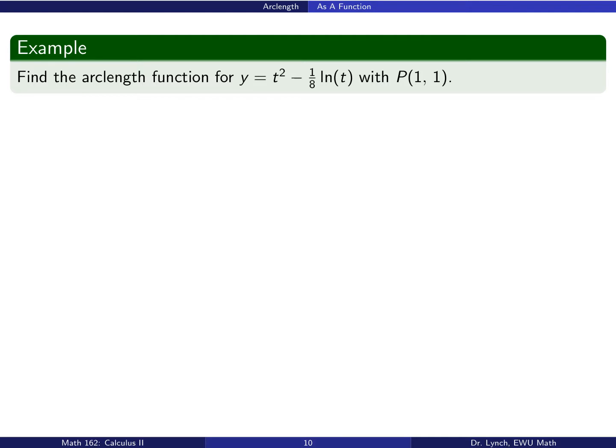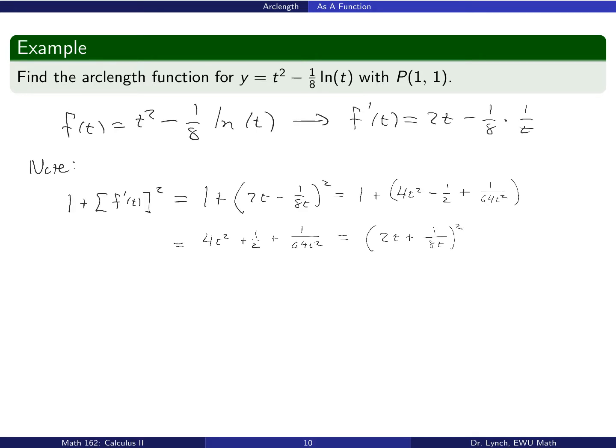Okay, so in doing so, what we'll do here is go ahead and find the derivative, evaluate the integral, and then use ending point x. Okay, so here we see our function t squared plus 1/8 times the natural log of t. The derivative is quickly computed. And something sort of interesting happens when we go ahead and expand f prime of t squared and add 1. When we do that, we end up with this expression that looks a whole lot like a quantity squared. That tells us it factors, and it factors like 2t plus 1 over 8t, quantity squared. That actually makes our integral a lot easier.